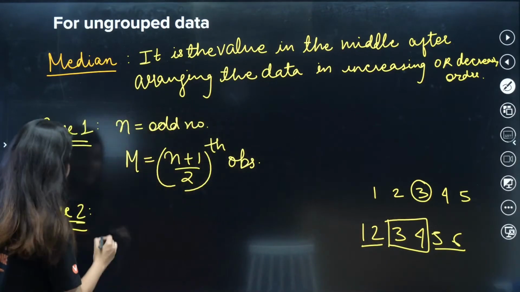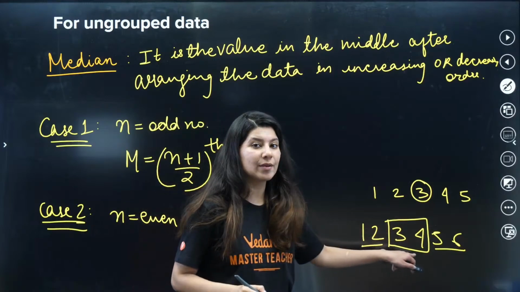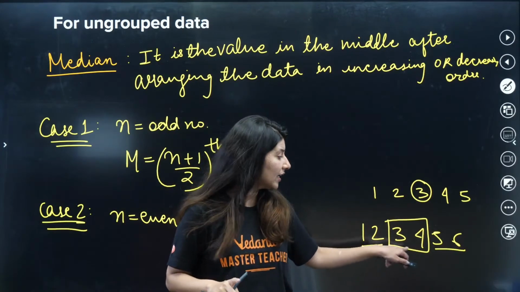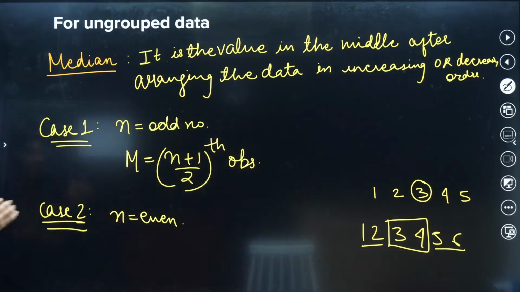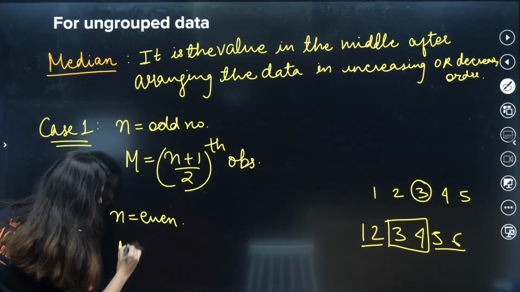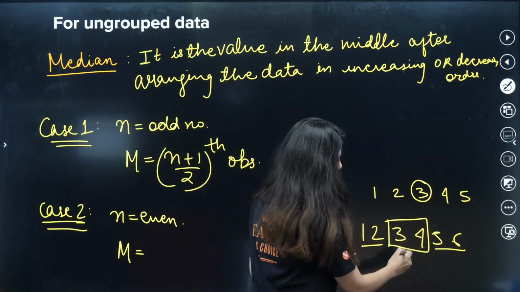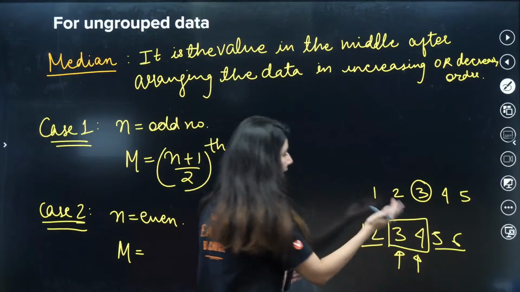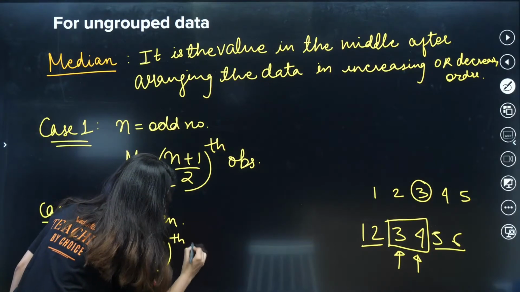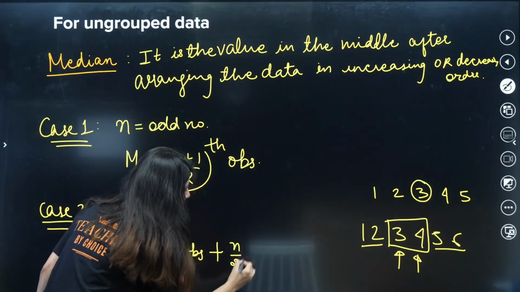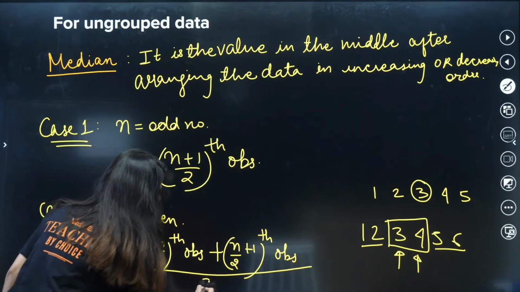But when n is even, two middle terms are there, but we need to calculate only one median. So we need to take the average of 3 and 4. 3.5 will be the median in this case. So when n is even, with 6 observations, the median would be the mean of the n by 2th observation and the (n by 2 plus 1)th observation, upon 2.